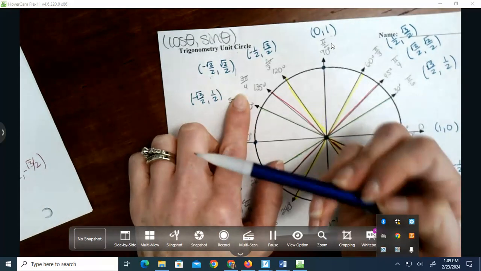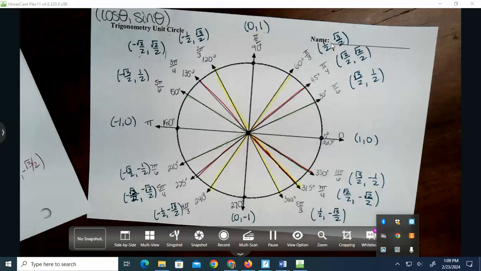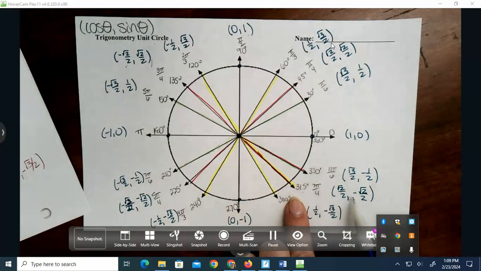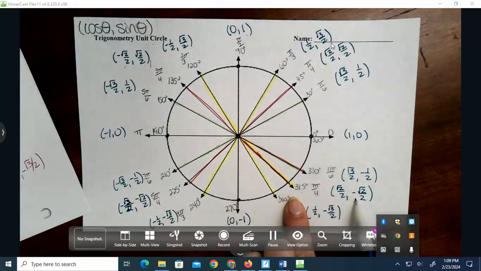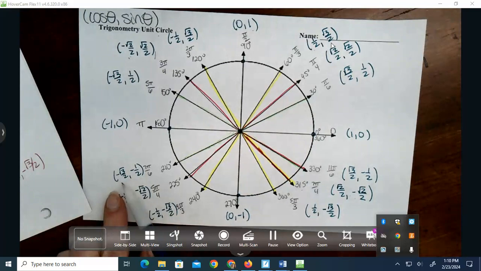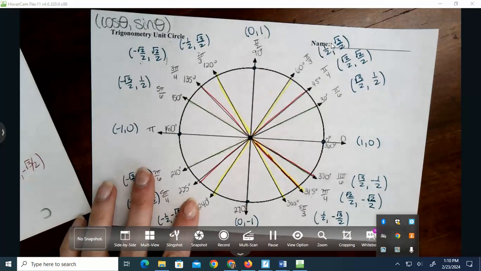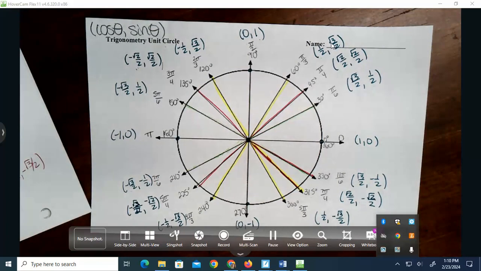So if you know your circle, if you can fill it out, I could look at it. If I said, what is the sine of 315 degrees? Okay, 315, sine is negative radical 2 over 2. If I said, what is cosine of 7 pi over 6? 7 pi over 6, cosine is the x. It's negative radical 3 over 2. And if you want secant or cosecant, what do you have to do? Just flip them.